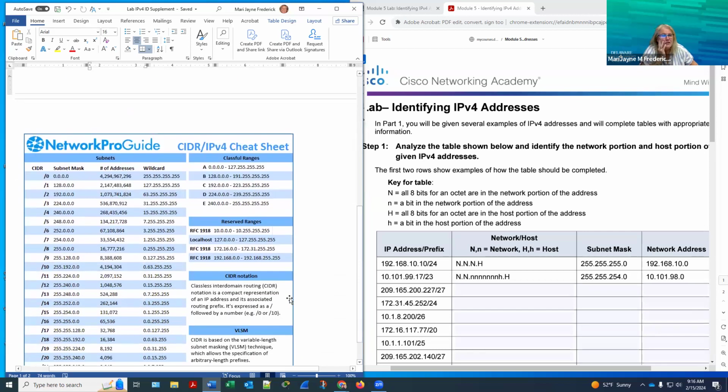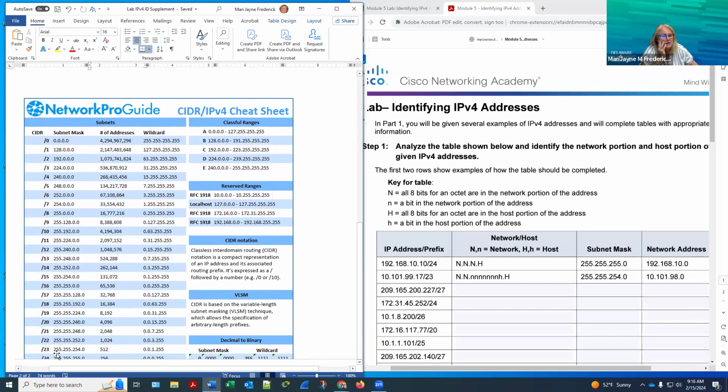And that's why I have this sheet for you. So when you go look at 23, 255.255.254 is the subnet mask. And what this means is that you could have 512 IP addresses allocated on this network. That means you can have 512 devices. That's what that means. 512 devices.